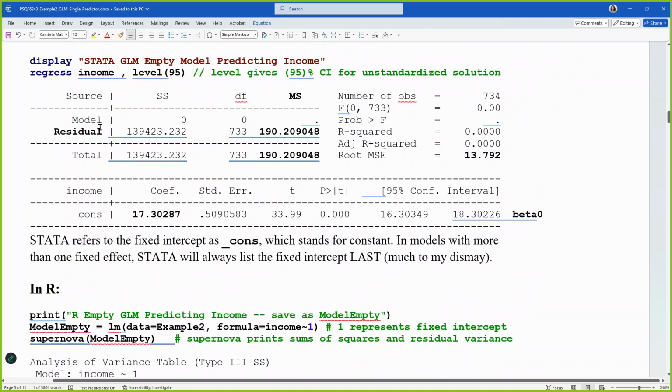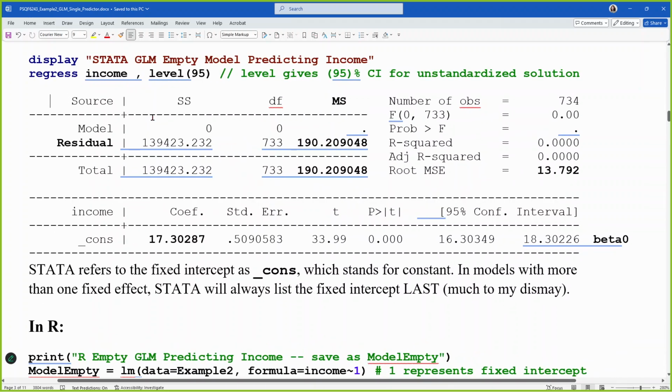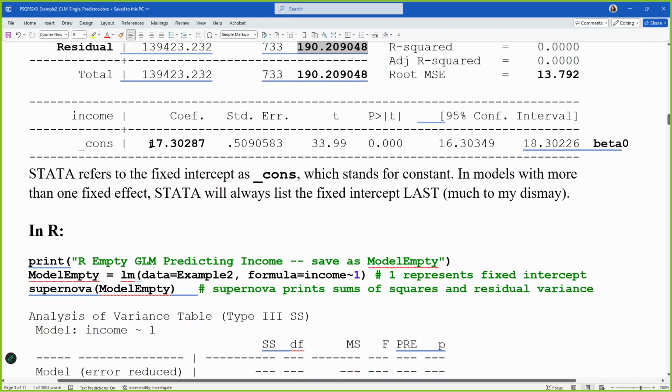So we did that in Stata with the command regress, short for regression. The first table, I told you, you can ignore, except for the one number right here. That's the variance of this variable. That means that is all the reasons why income differs across people that we don't yet know about. On average, people make $17,000.